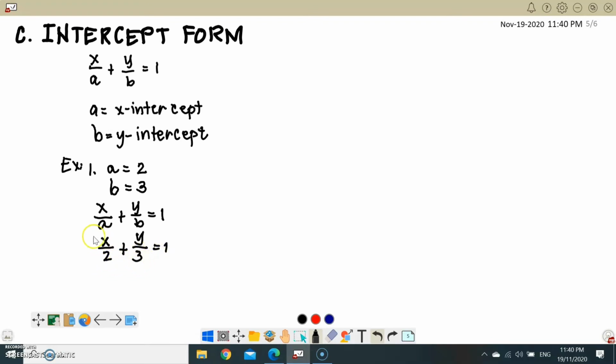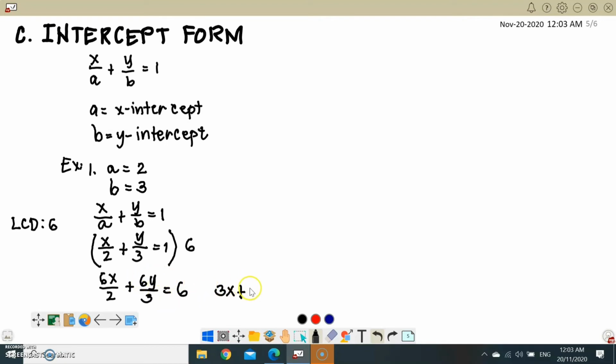Now, to remove the denominator, we're going to multiply the whole equation by the least common denominator. So in this case, the least common denominator is equal to 6. So we need to multiply the whole equation by 6. So 6 times x is equal to 6x over 2 plus 6 times y is 6y over 3 equals 1 times 6 is equal to 6. So 6x divided by 2 is equal to 3x plus 6y divided by 3 is equal to 2y equal to 6. And you now have the equation of the line given x-intercept equal to 2 and y-intercept equal to 3.